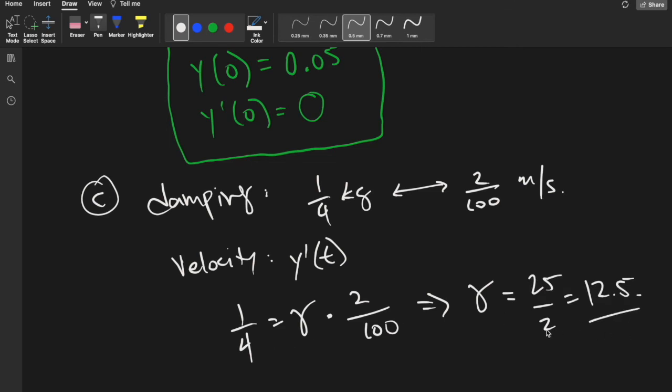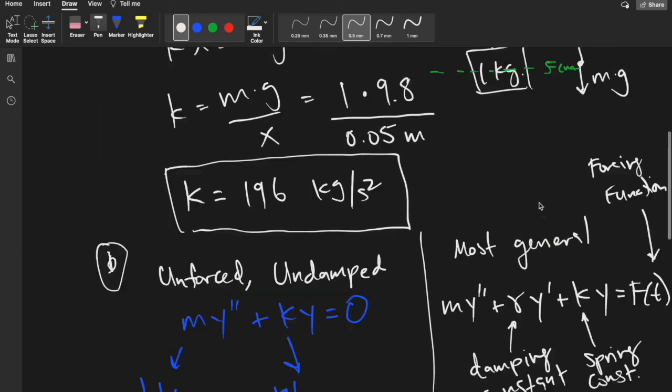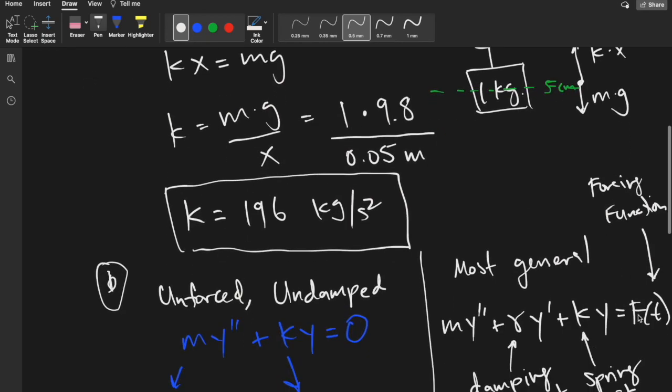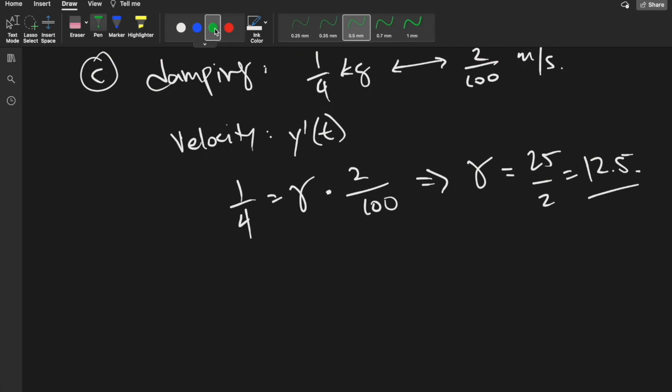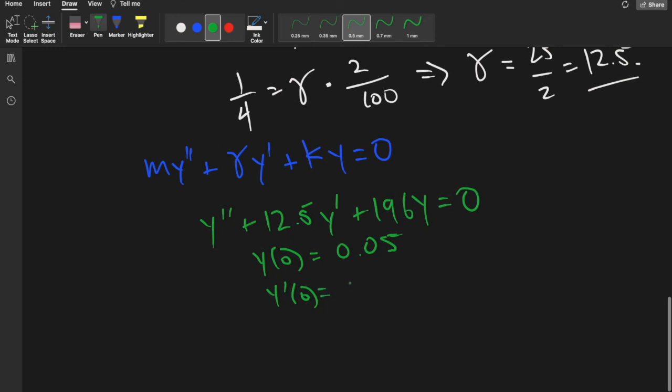So now that we have this, we can go back up to our general form and just plug in for this middle term. For part C, it's still unforced because there's no external forcing function here, so this right side is still 0, but our general equation is of this form. So plugging in, what we get here is this, and we still have the same initial values. Our initial displacement is 5 centimeters, 0.05 meters, and then our initial velocity is still 0 because we're letting go of this mass when it's at rest.